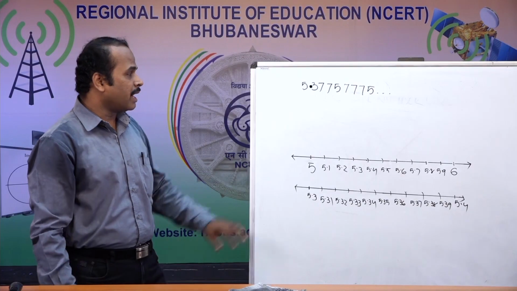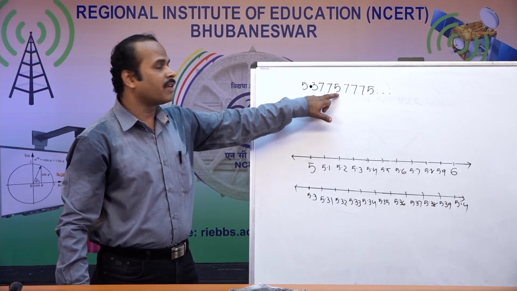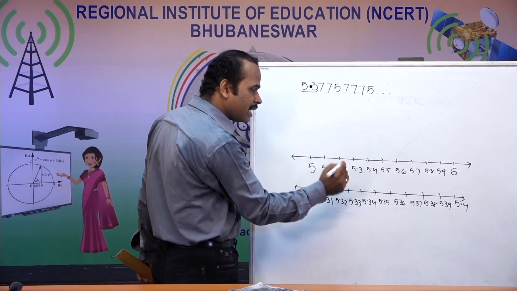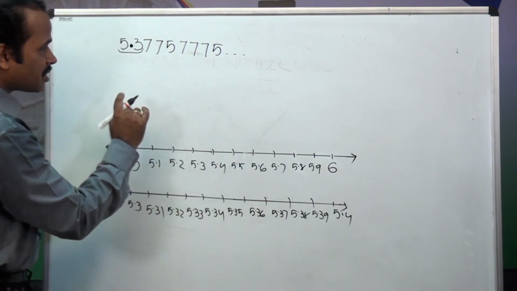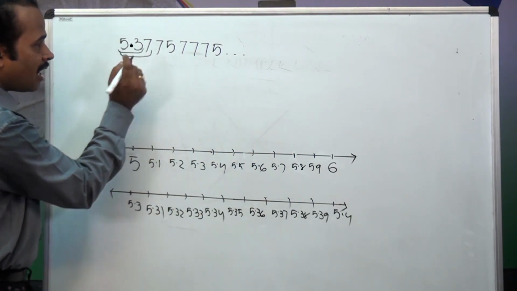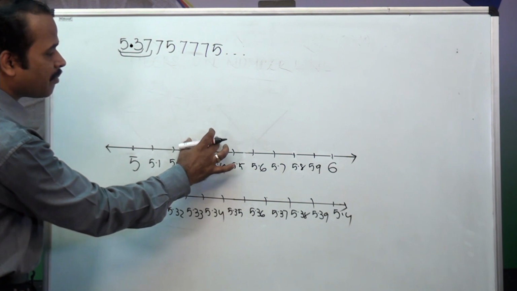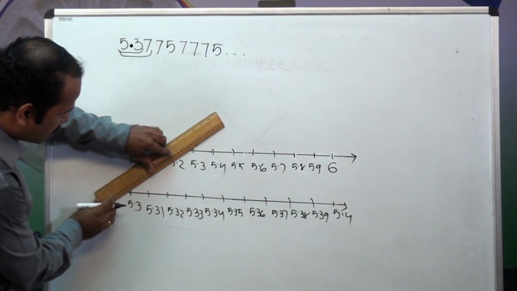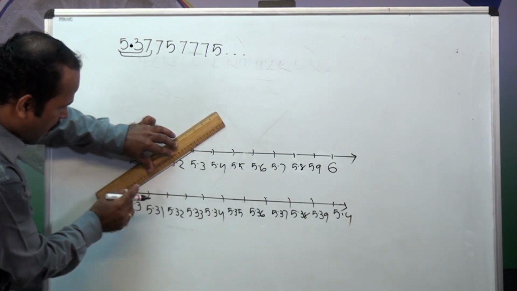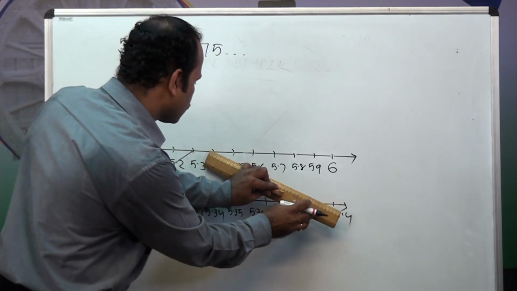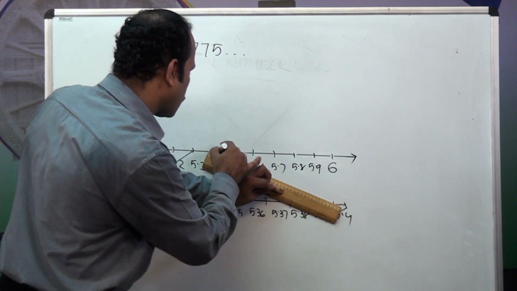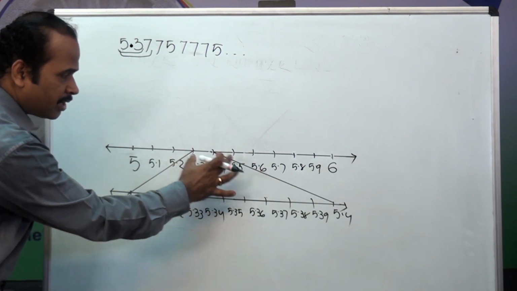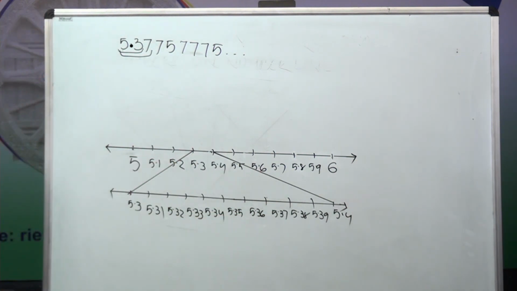Now again we have to find which numbers 5.3775 lies within. Up to this point we have seen that 5.3 lies within 5 and 6. Then we came to 5.37 lying within 5.3 and 5.4. We extended this 5.3 to 5.4 part into 10 more equal parts.